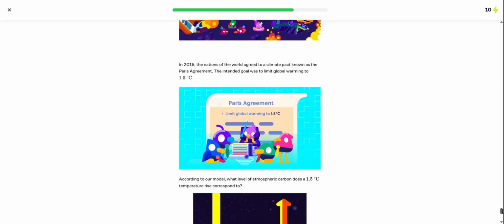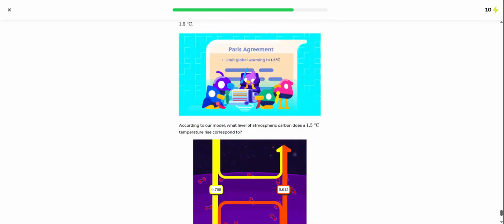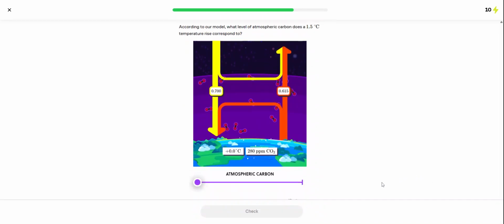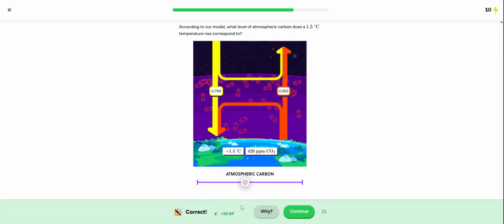here. In 2015, nations of the world agreed to a climate pact known as the Paris Agreement. The intended goal was to limit global warming to just 1.5 degrees Celsius. Now, according to our model, what level of atmospheric carbon does a 1.5 degrees Celsius temperature rise correspond to? If I scroll this to here, around 426 parts per million of CO2. Let's check. That's correct.